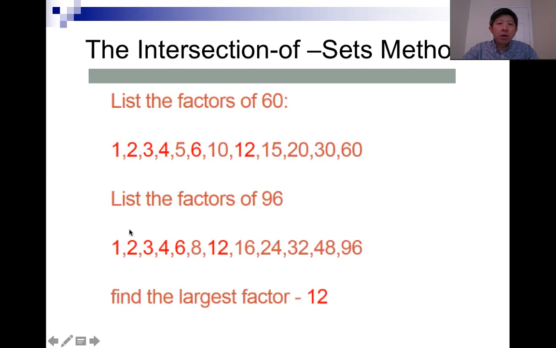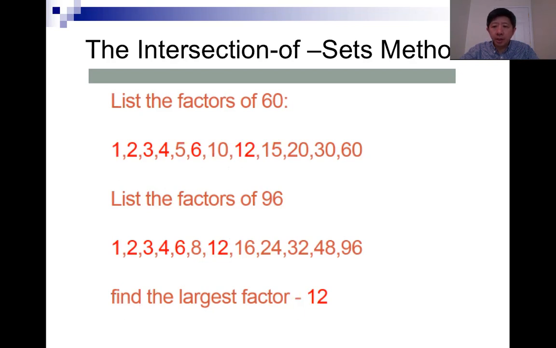I listed all the factors of 96, and you can see which ones are common. 1 is a common factor, 2 is a common factor, 3 is a common factor, 4 is a common factor, 6 is a common factor, and 12 is a common factor. So we find the largest common factor, which is 12. The GCF of 60 and 96 is equal to 12.